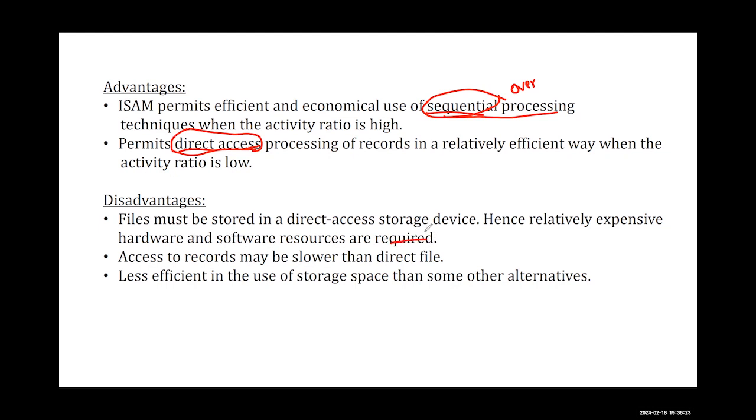If it was sequential, we could have used the old-style magnetic tapes and such devices. But here, since direct access storage devices are required, those are expensive. Access to records may be slower than a direct file, and it is less efficient in the use of storage space than some other alternatives. So there will always be certain kinds of disadvantages, but here the advantage is we are using the direct as well as the sequential methods' benefits. Yet there are certain disadvantages of this as well.